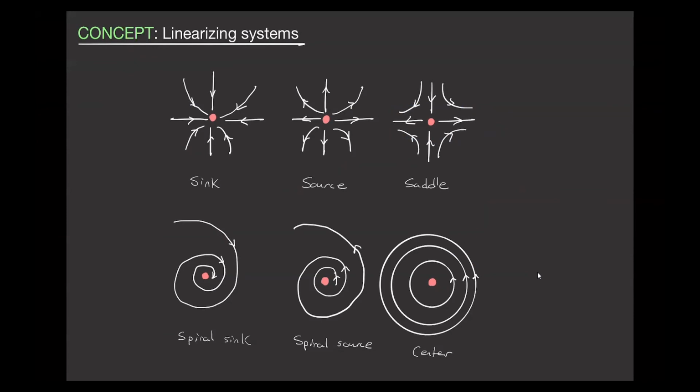But instead of having a sink where it just pulls everything more or less directly in, you could have things spiral around and move towards the equilibrium point. You could have it spiral out away, or you could have it just circle and neither be pulled in nor pushed away.